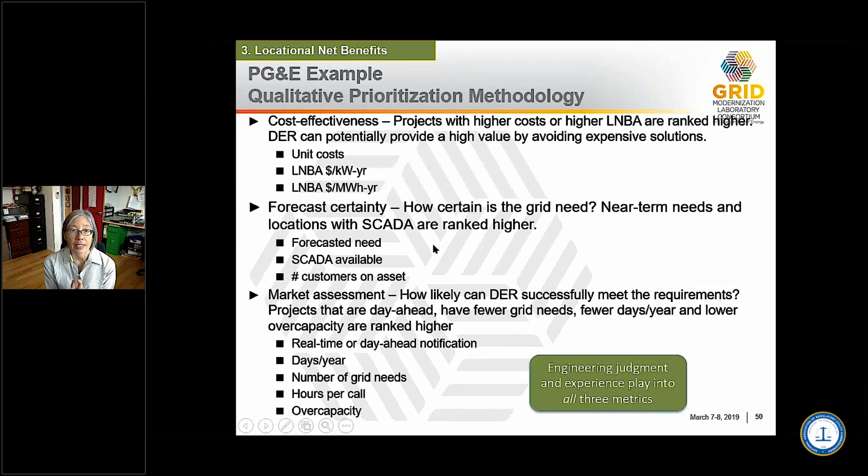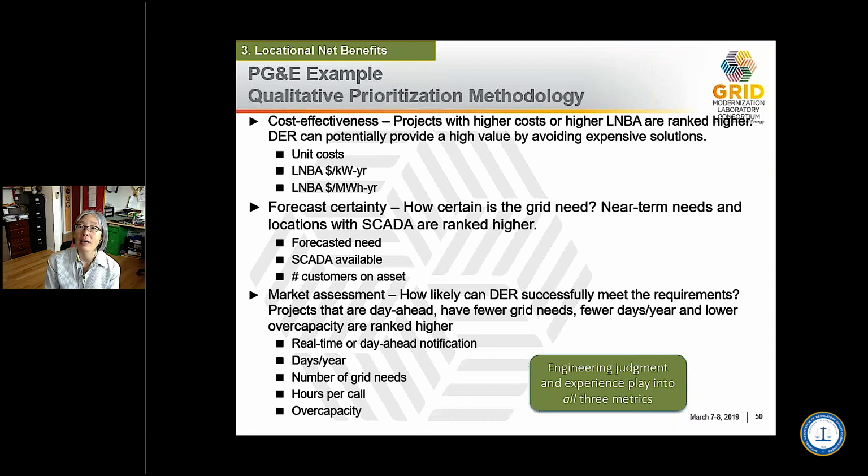Then, when you've got these candidate deferral projects, you need to figure out, okay, which ones am I going to address first? Right, all 18 would be a huge amount of work, and it's not clear you even have people to respond to that kind of number of solicitations. So you need to prioritize. What are you going to do first? And this is a qualitative prioritization methodology. So they're using high, medium, low. And the 3 buckets of priorities are cost effectiveness, forecast certainty, and market assessment.